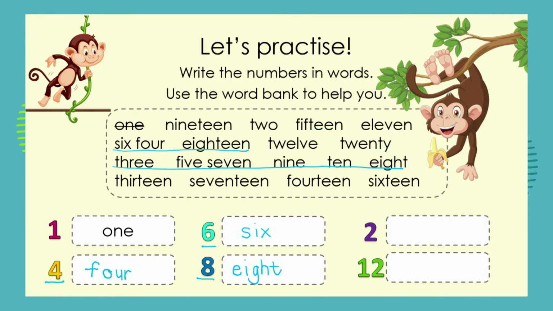Let's have a look at the next example. The next number that we have to write in words is 2. So let's again use our word bank to help us. We can actually cross out the words that we have used already. So it's 4, 6, and 8. So now we're looking for number 2. So we're going to start at the top again. Let's look. Stop. I see it over there. So let's write it in words.